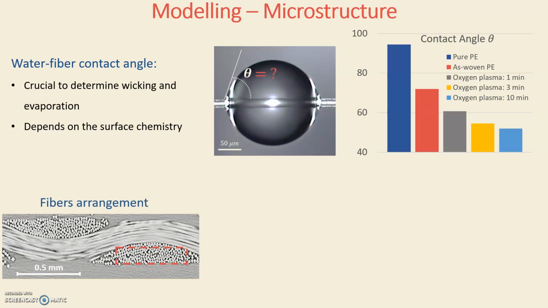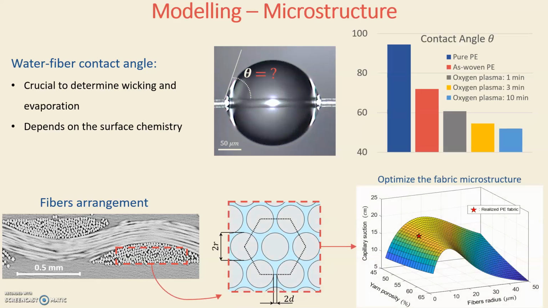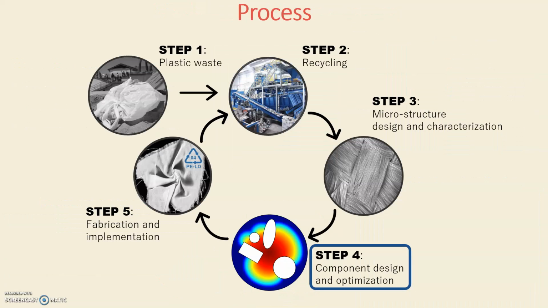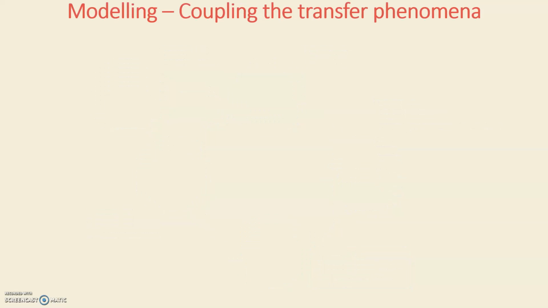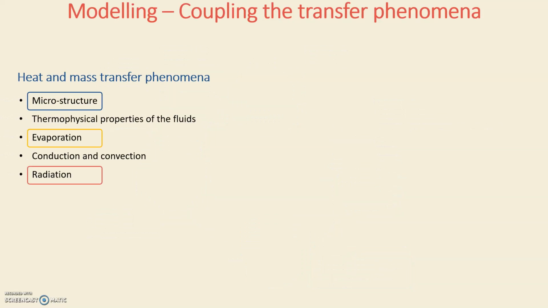water transport. Besides the surface chemistry, also the fiber arrangement is important, so we developed another theoretical model that was used to optimize the microstructure of the textile to achieve the best wicking properties possible. When designing a component, also the heat transfer has to be taken into consideration, as the heat and mass transfer are coupled and they depend on the microstructure of the textiles, as we have seen, but also on the evaporation and on the radiation, especially for outdoor applications.